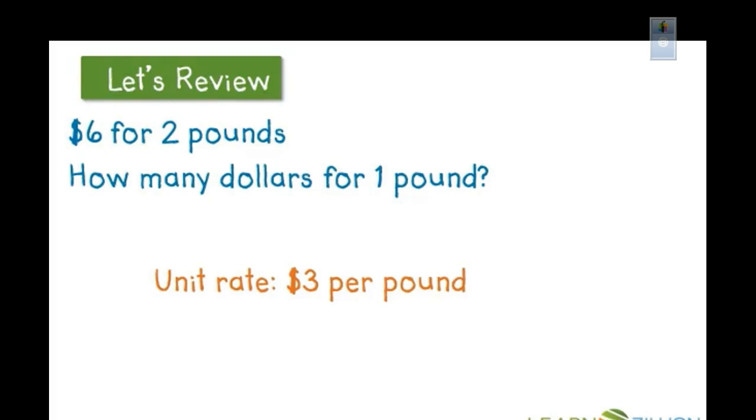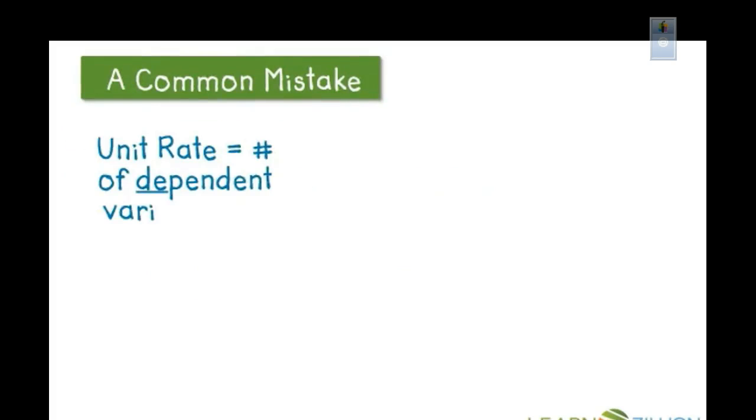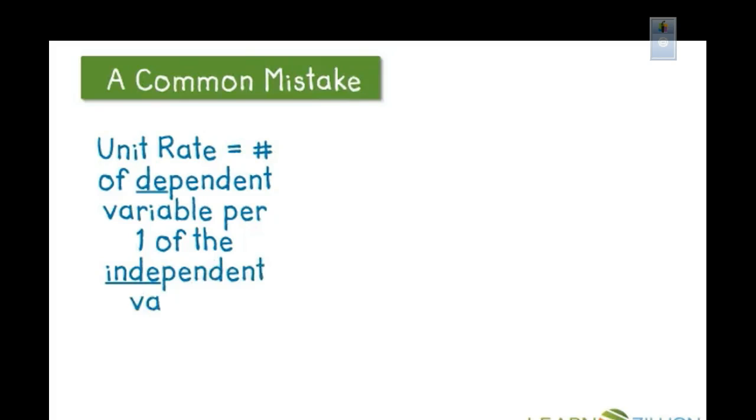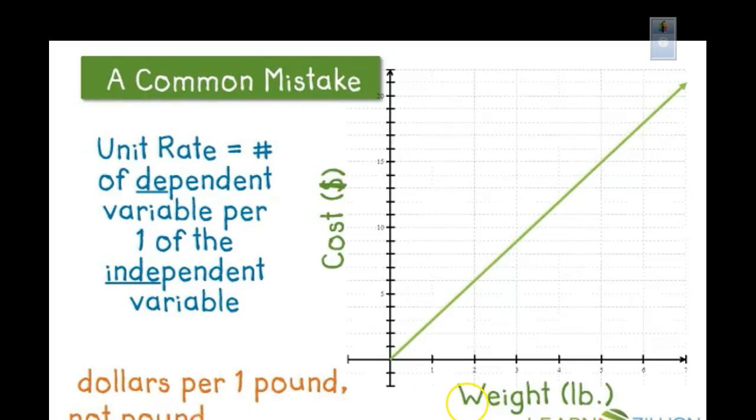In this example, we would find the unit rate by dividing 6 and 2 by 2 to get $3 for 1 pound, or $3 per pound. Right on the middle of page 6. A common mistake is to reverse the variables when giving the unit rate. The number of dollars for 1 pound, not the number of pounds.